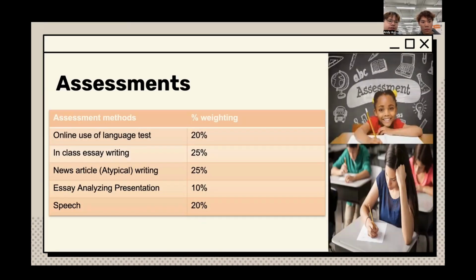Regarding assessments, there are 5 assessments in total. The first one is the online test for the use of language, which accounts for 20%. The second one is the in-class essay writing, which accounts for 25%. The third one is the news article, which is a typical writing, and accounts for 25%. The fourth one is the essay analyzing presentation, which accounts for 10%. And finally, a speech, which accounts for 20%.